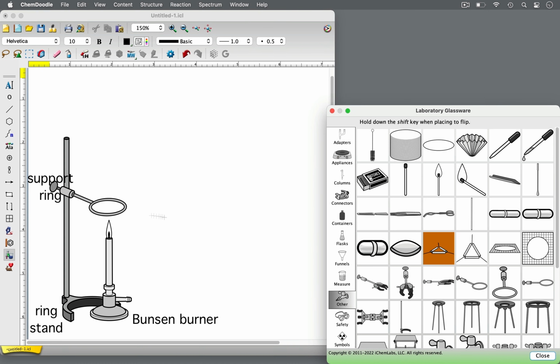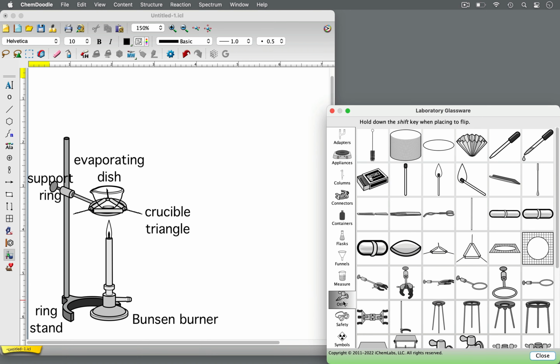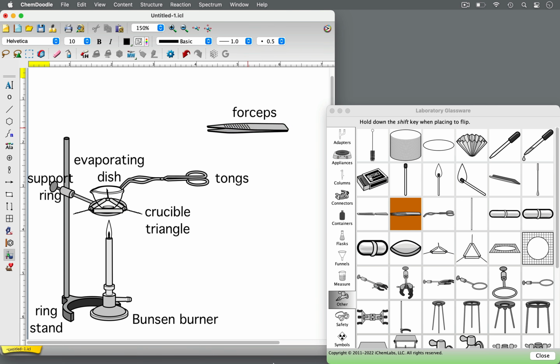A support ring can also support a crucible triangle, or clay triangle, which is used to suspend a porcelain crucible while being heated, or an evaporating dish. Crucibles and evaporating dishes can withstand high temperatures, so tongs are used to hold hot vessels. Similar to tongs are forceps, which are used to pick up small objects.